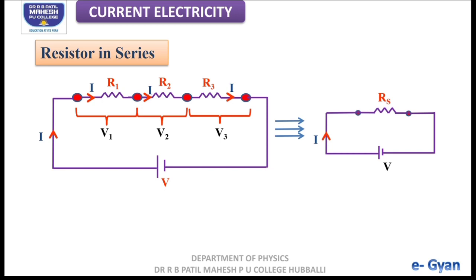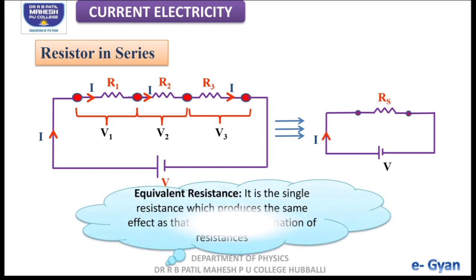Now let us see the definition of equivalent resistance. It is the single resistance which produces the same effect as that due to the combination of resistances. Now let me give the relation, or let us derive the equation for Rs in terms of R1, R2 and R3.